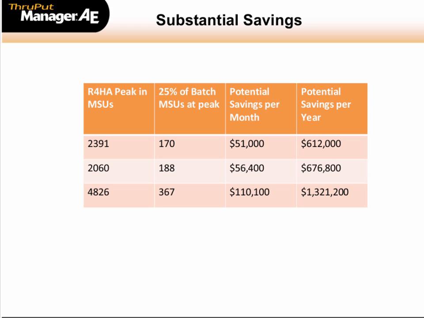Smaller installations will not save quite as many MSUs, but in some cases their incremental rate is very much higher, so the savings can still be substantial. Some installations' current annual savings exceed the $1.3 million shown on the chart.